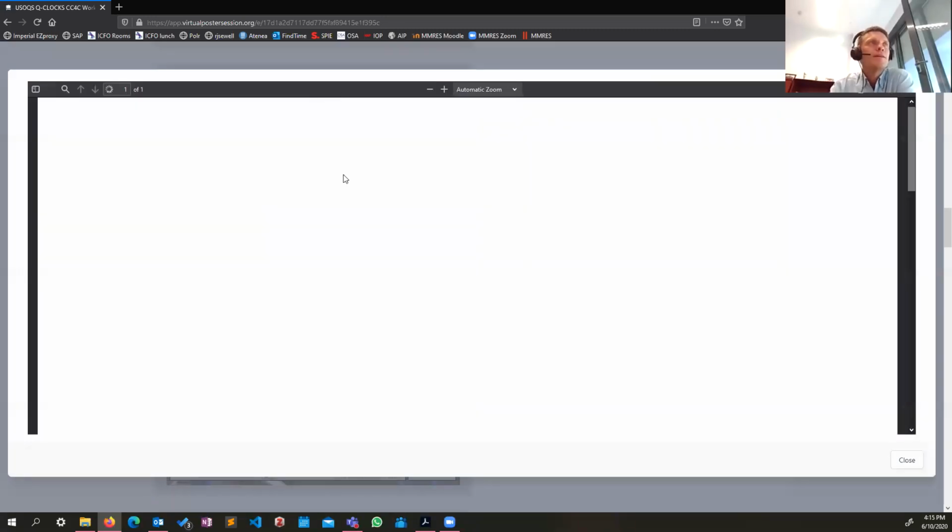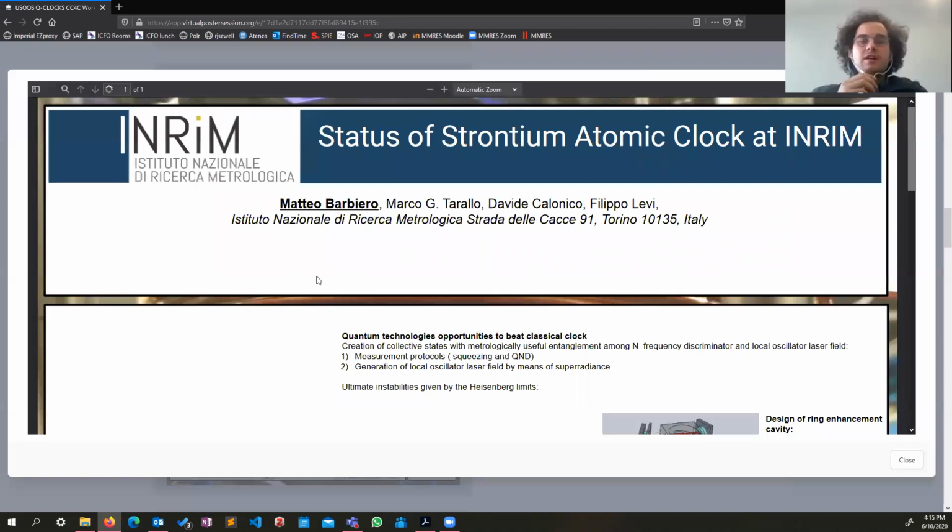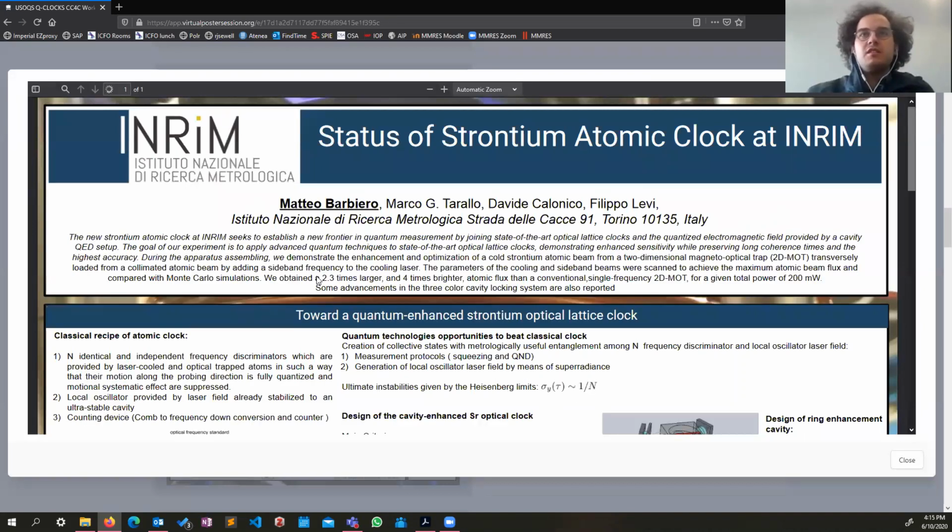Good afternoon. I'm Matteo Barbiero, a postdoc researcher at INRIM, the National Italian Metrology Institute. In my poster, I will present the status of a strontium atomic clock that we are building. In this experiment and this clock, we design different lattice topologies that aim to operate the ultra-cold sample in the high cooperative regime toward sub-quantum projection noise instability by means of the cavity QED setup.